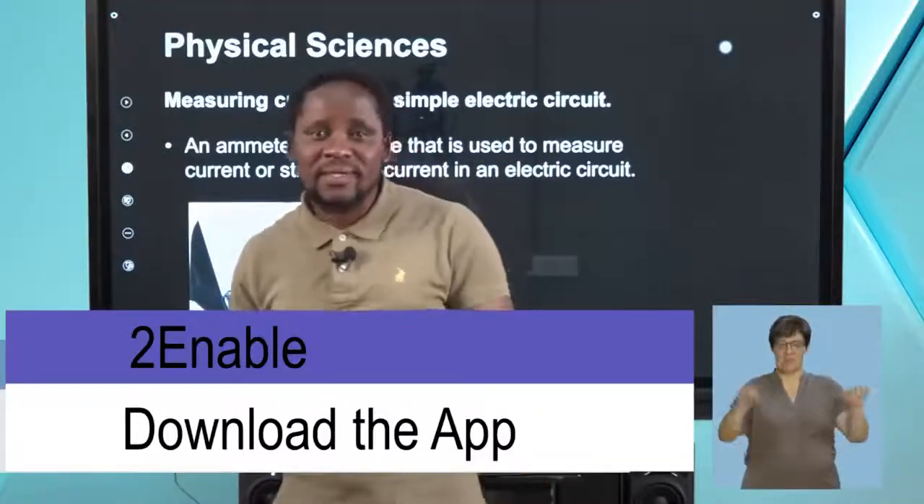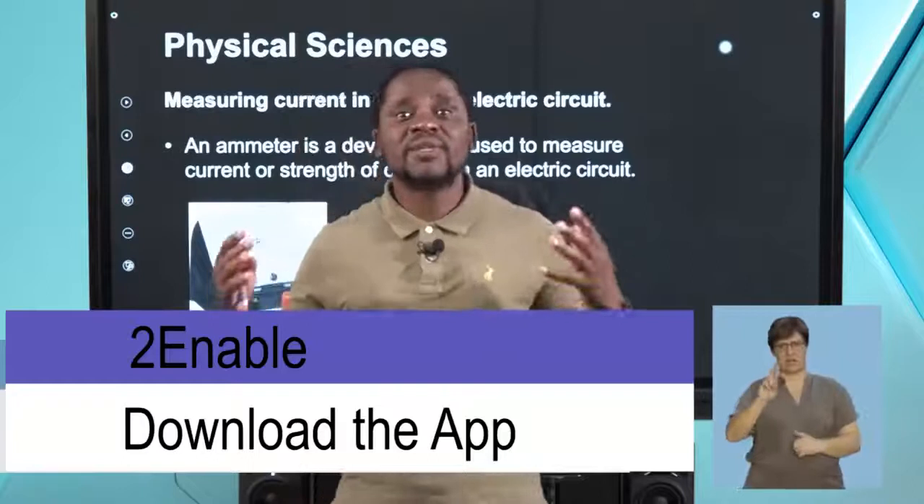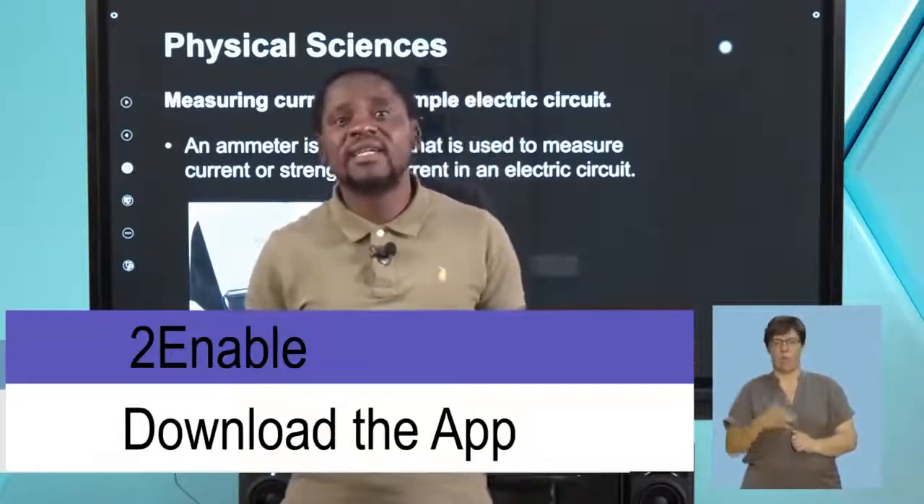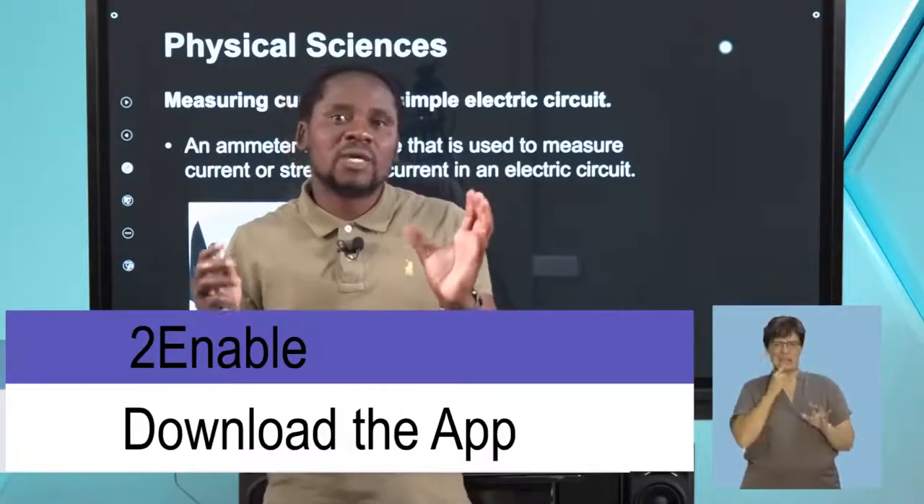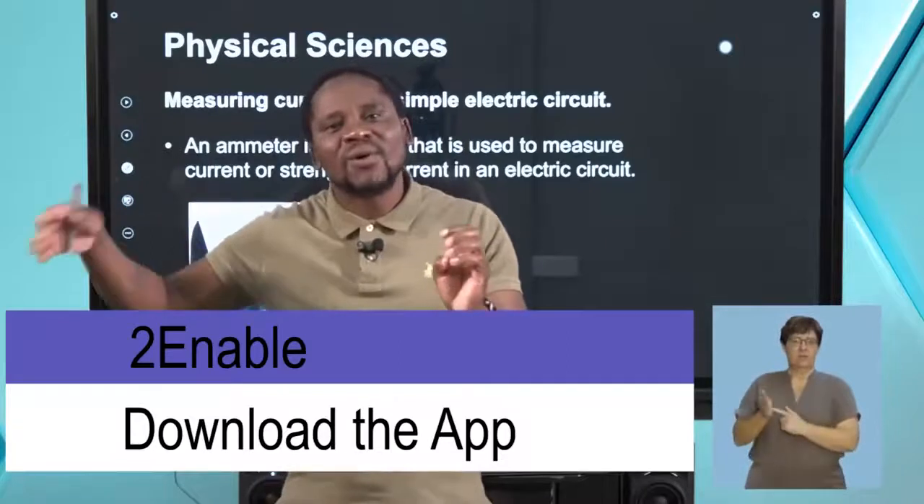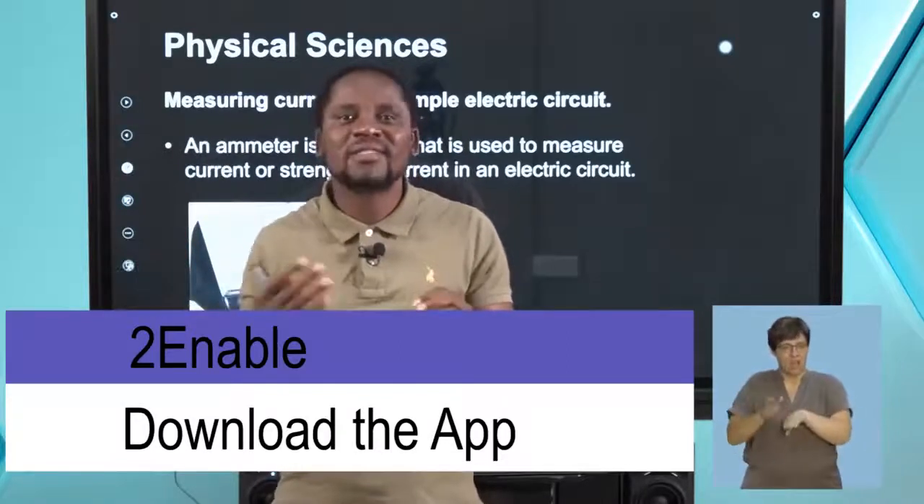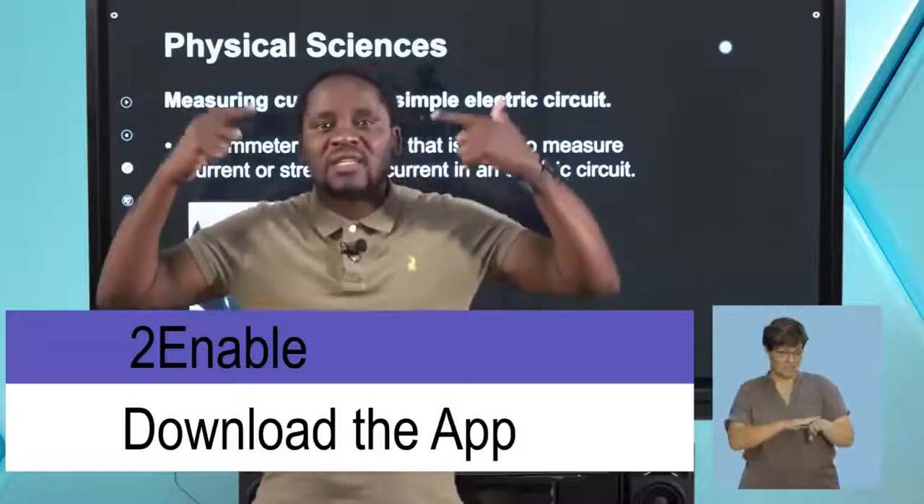Welcome back to our second segment. We're still exploring current. Now we want to shift gears and look into exactly how we measure current in a simple electric circuit, because the current reading must be an indication of how much charge passes through a point per unit time. So that's the kind of thinking that we must have.